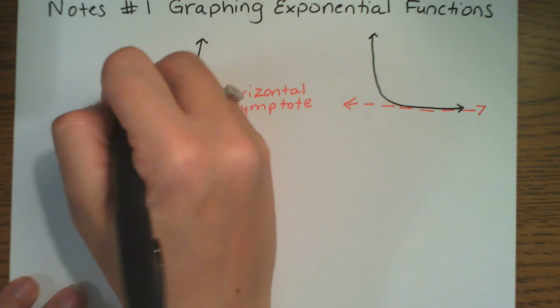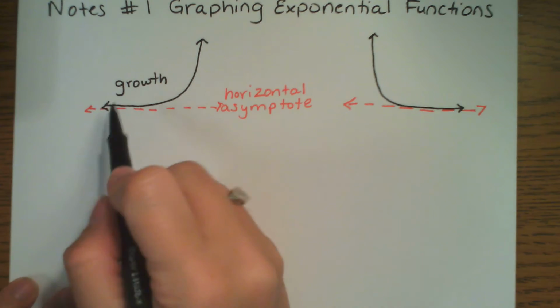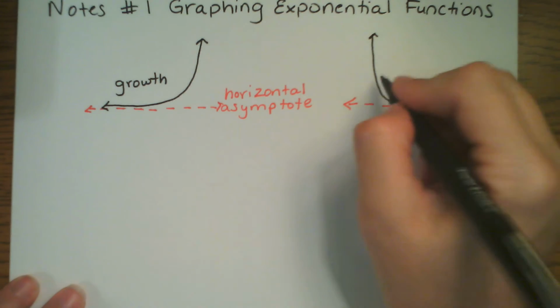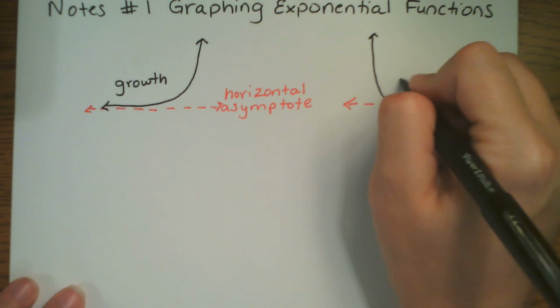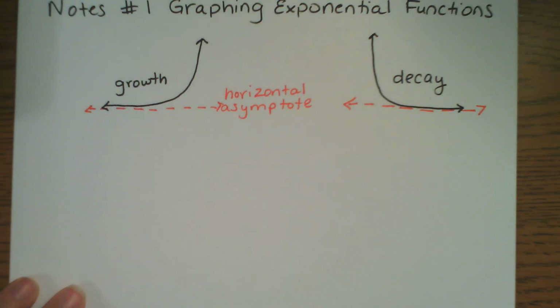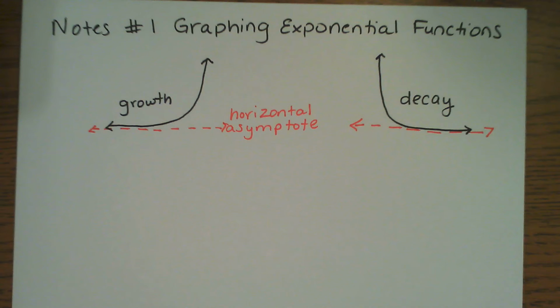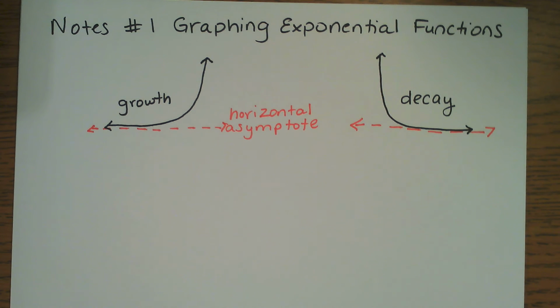This first one is considered a growth because it's getting taller from left to right, and the second one is considered a decay. So that's just kind of the shape of the graph that we'll be seeing today in Delta Math.